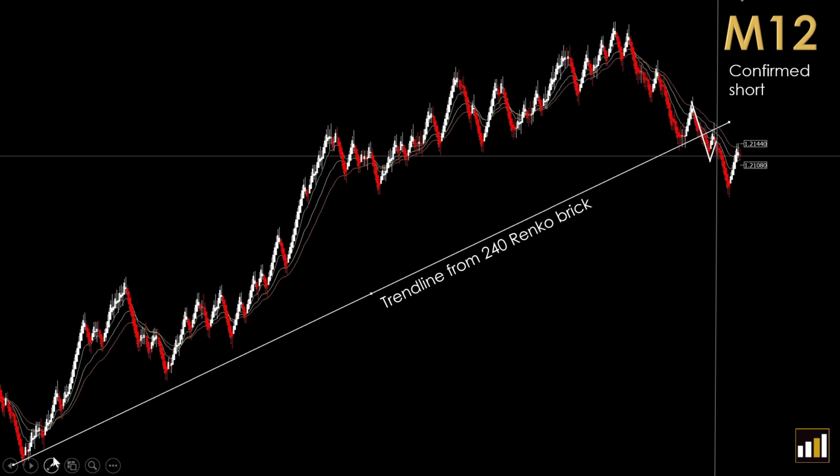Jump down to your M12. You look at the break here. You've drawn this line. It's coming from your 240. As soon as you see the break, now you have a potential for a confirmed short. And once prices retrace and you get a red candle, a red brick, then you have a confirmed short. So only at this point now are you starting to look for shorting opportunities. Not before this, because we didn't get the confirmation yet.